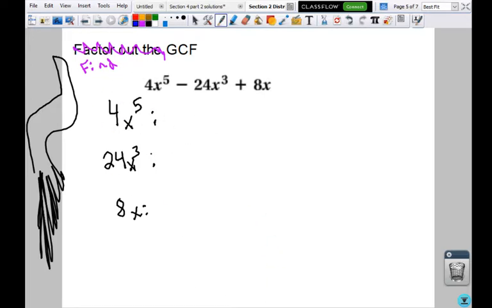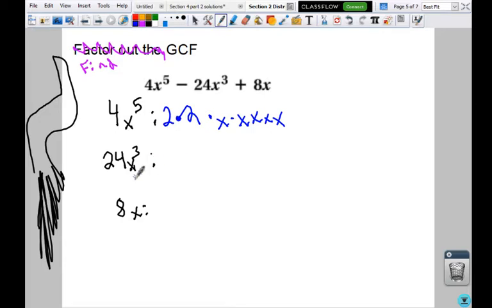How can I split up 4? 2 times 2. And how many x's am I going to have? We're going to have 5 x's because it's x to the 5th. So 1, 2, 3, 4, 5. I'm not going to write the times signs, feeling lazy.